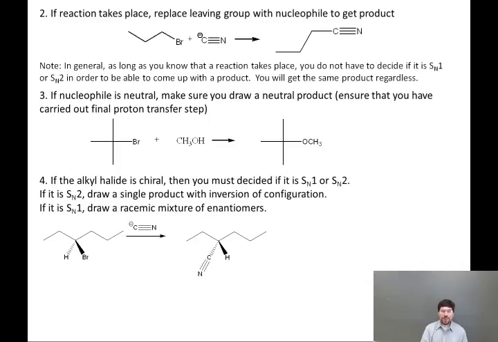If it's an SN1 reaction, you need to draw a racemic mixture of enantiomers. So a tertiary alkyl bromide, even if you start with an enantiomerically pure compound where the bromine is coming out towards you, if you react this with water via an SN1 mechanism, you can have a product where the OH is coming out towards you and an equal amount of the product where the OH is going back away from you.